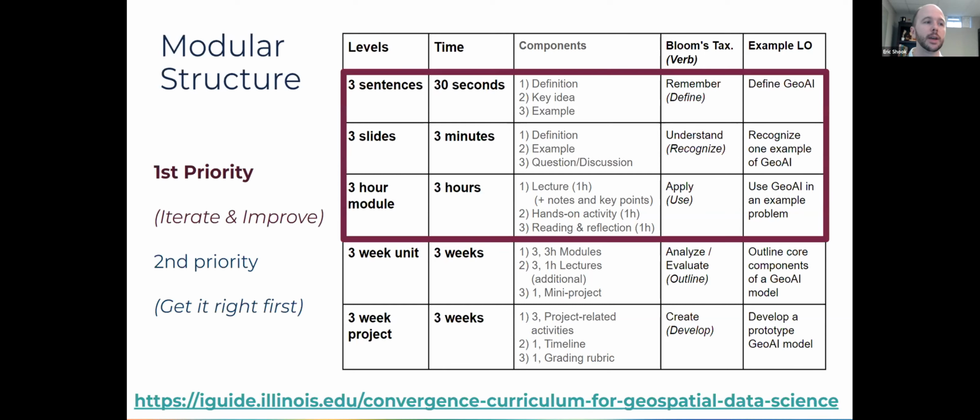So this is the way that it's organized. Our first priority with the curriculum right now is focused on getting 3 sentences, 3 slides, and a 3-hour module for every single curriculum component. And right now we're actively piloting some of the 3-hour modules and some of the 3-week units. So we're going to be providing some feedback and some materials based on what we're piloting in some courses and trainings. But again, with the model of building in the open, we're hoping to get some early feedback before we really build on into those 3-week units.